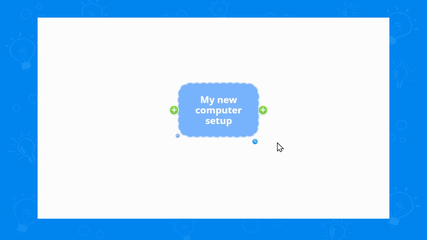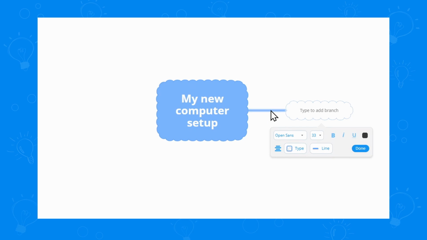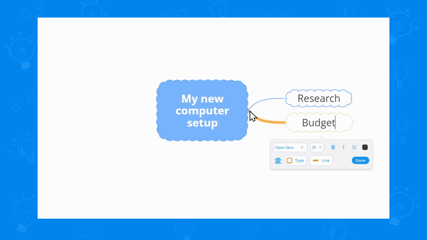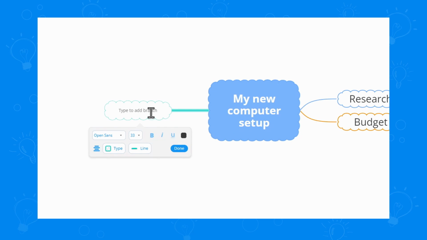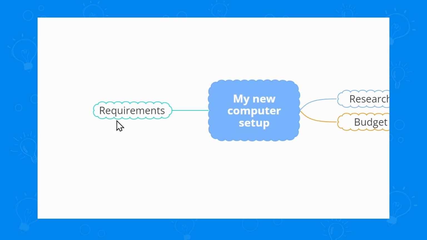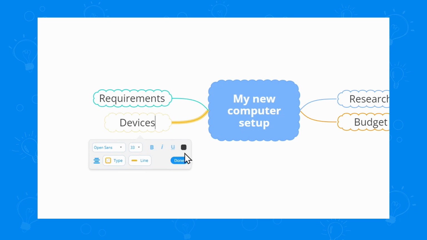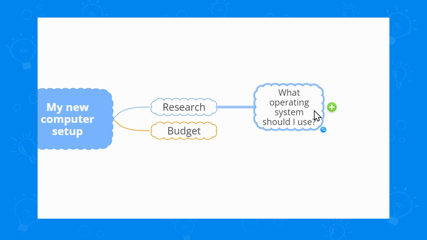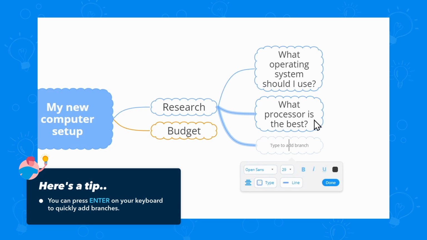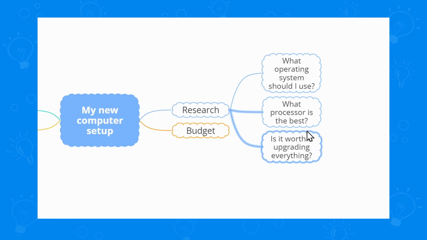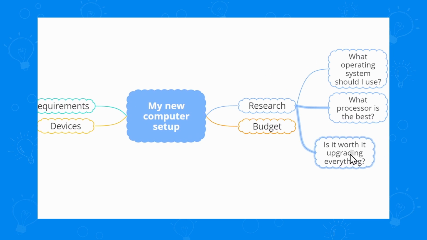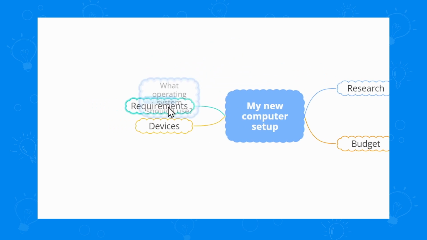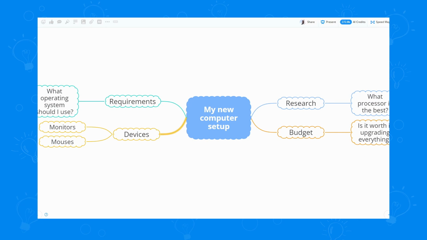Let's add some branches now. I can click on this green plus button to add them. Let's add two on this side, and these other two on this side. We now have the main branches, but let's add some child branches as well. You can also press Enter on your keyboard to quickly add them, so they stack on top of each other. From here, I can drag and drop these child branches to the other main branches, just to make the map look more even. We're off to a great start.